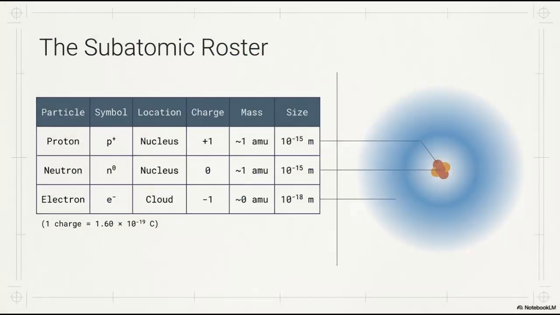Now, taking all the information that we have, we see that the atom is made of three particles. It's made of protons, neutrons, and electrons. Protons I'm going to describe as a P plus, neutrons as an N0, and electrons as an E minus.